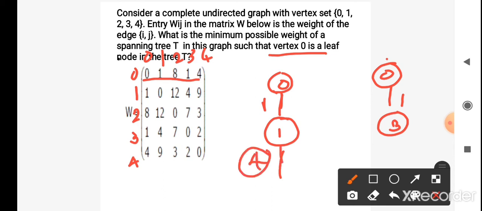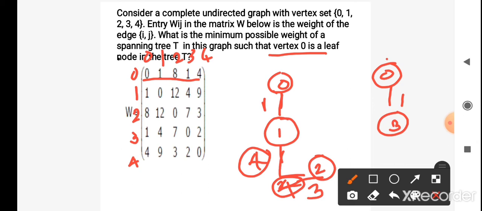Then again, next, 1 to 4. There is 4. Then 4 to 2. 4 to 2 is 3.